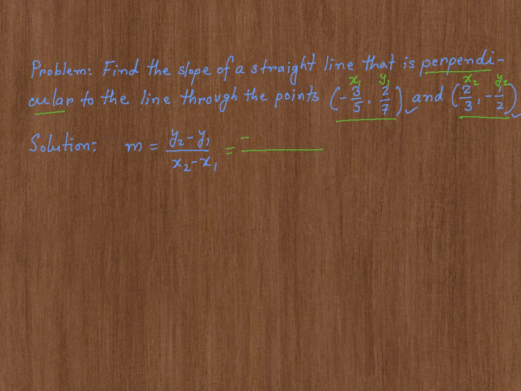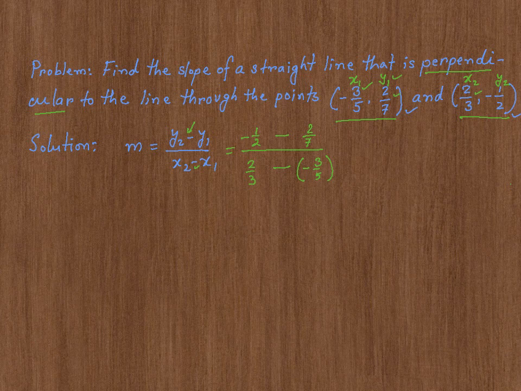So my y2 is negative 1/2 minus, this minus is coming from the formula, y1, which is 2/7. Then my x2 is 2/3, so 2/3 minus, this is from the formula, x1, which is negative 3/5. I'm going to put it inside the parenthesis. At this point, I just need to simplify it.